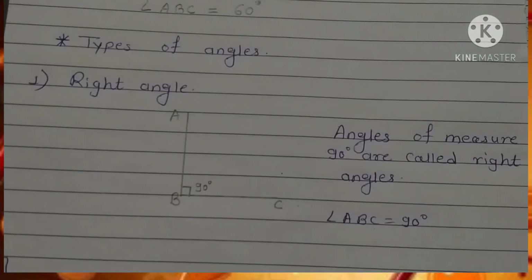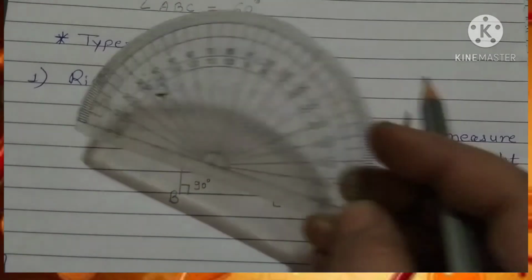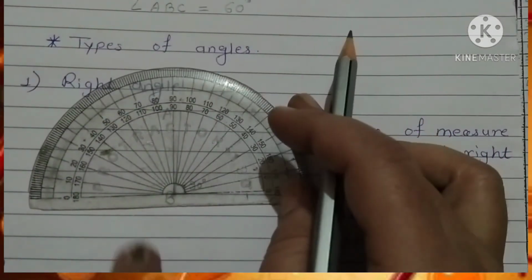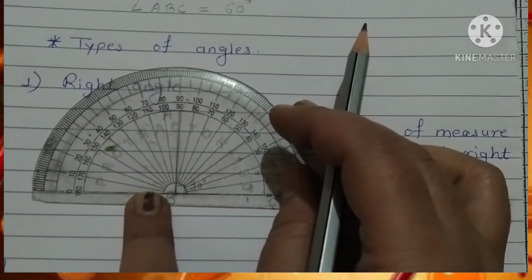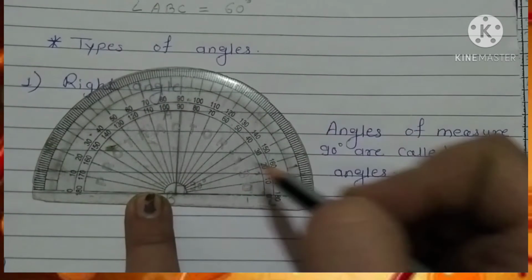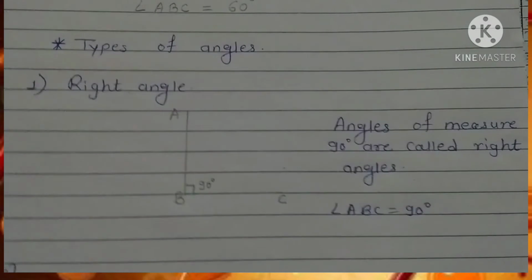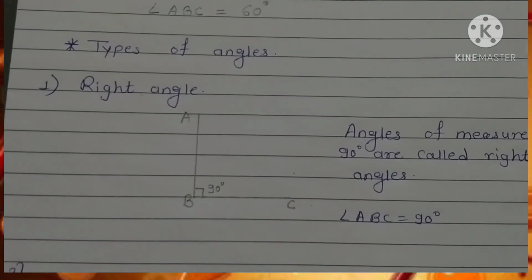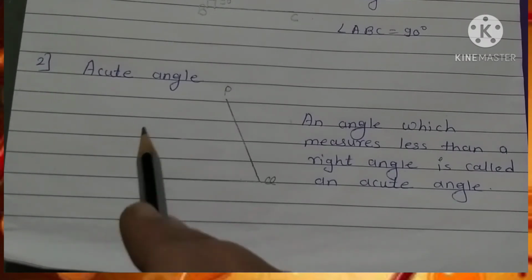Now the first type is right angle. Right angle means what? Angles of measure 90 degrees are called right angles. So here is one angle, angle ABC. See how much its measurement is. Keep the protractor properly and see how much the angle is: 90 degrees. As it is 90 degrees, what is the name of that angle? Right angle.